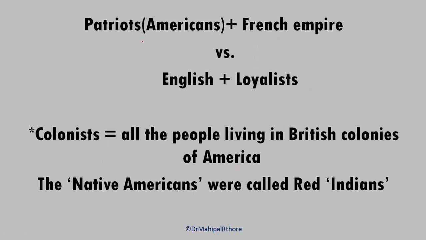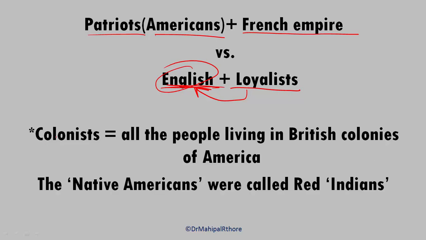So this war was fought between whom? On one side were the Patriots, or those Americans who wanted freedom from the English. They were supported by the French Empire, and on the other hand were the English rulers, the English army, and there were some people who were loyal to the empire. They were the people who were living in America, but they were loyal to the English rule.